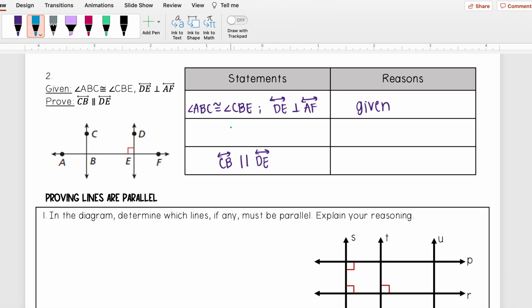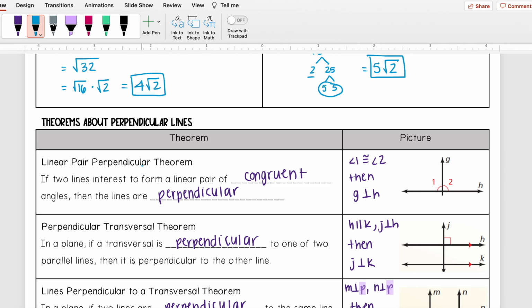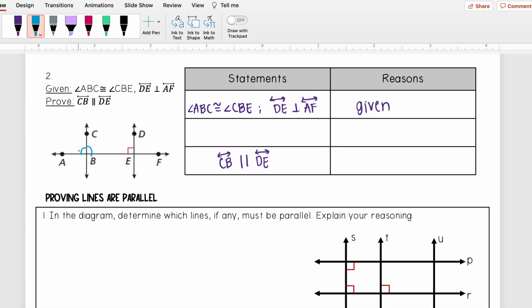I want to look at my first given information. I'm given that these two angles are congruent: angle ABC is congruent to angle CBE. What does that given information tell us? If we go back to our first theorem, the linear pair perpendicular theorem, that looks like our picture here. It said that if two lines intersect forming a linear pair of congruent angles, which we have, then the lines that make up those angles are perpendicular. Here these two angles are a linear pair and they're congruent, so CB is perpendicular to AF. And again, that was by the linear pair perpendicular theorem.